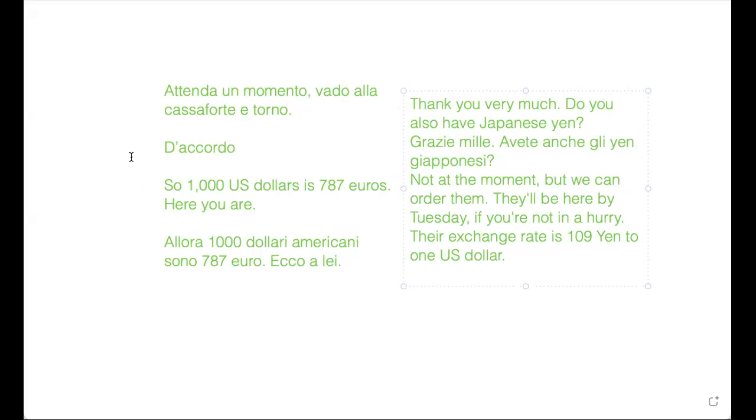So, not at the moment. Al momento, no. When I can say, not at the moment, al momento, no. But, ma, we can order them: possiamo ordinarli. They will be here by Tuesday, it means the yen will be here by Tuesday. Arriveranno entro martedì. Se non ha fretta, if you are not in a hurry. Il loro tasso di cambio, their exchange rate, tasso di cambio.